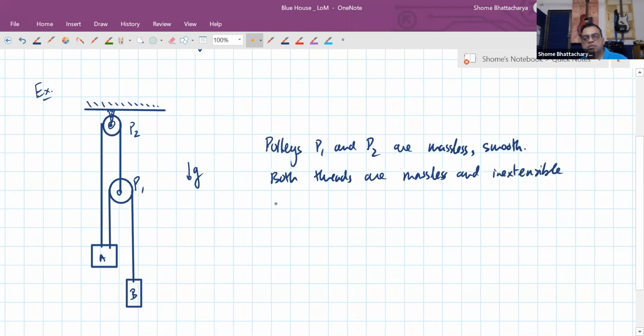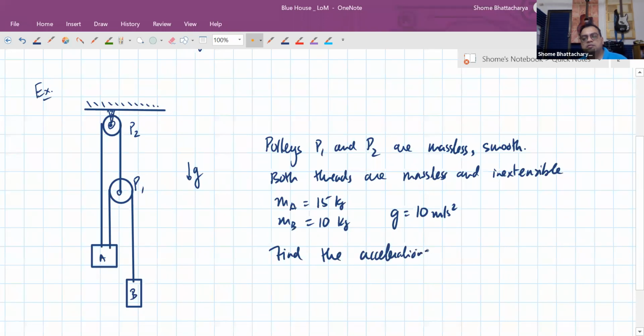Okay. So suppose mass of A is 15 kilograms, mass of B is 10 kilograms, and g is 10 meters per second squared. Find the accelerations of A and B. Similar type of question we've done in the last lecture. Okay, so just try this out.